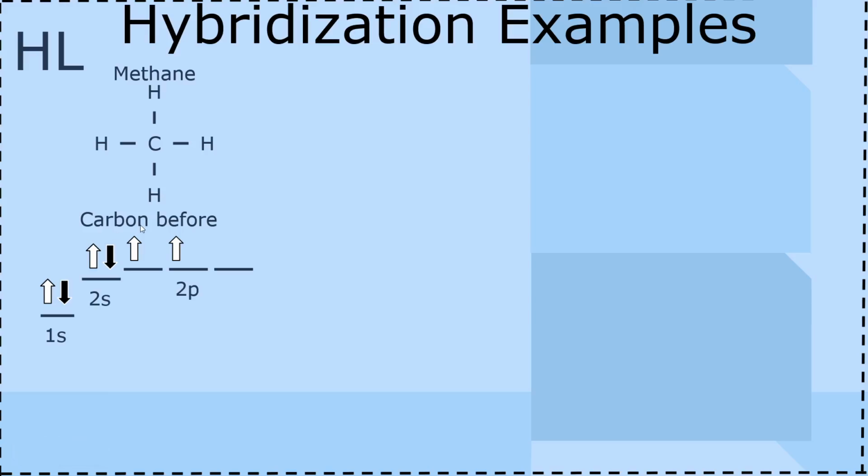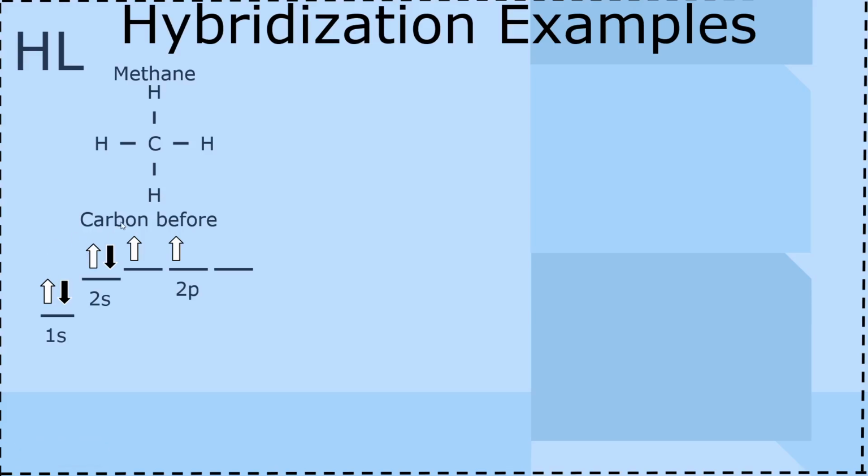Now, some hybridization examples. Let's take methane, our sp3 example. The typical atomic orbital structure of methane is going to look like this, where you have carbon before bonding to methane, right? It has two electrons in its 1s, two electrons in its 2s, and two electrons in its 2p. Well, it has to be able to bond to those four hydrogens, and it wants them all to be equidistant from each other, have the same bond angles, same energy.